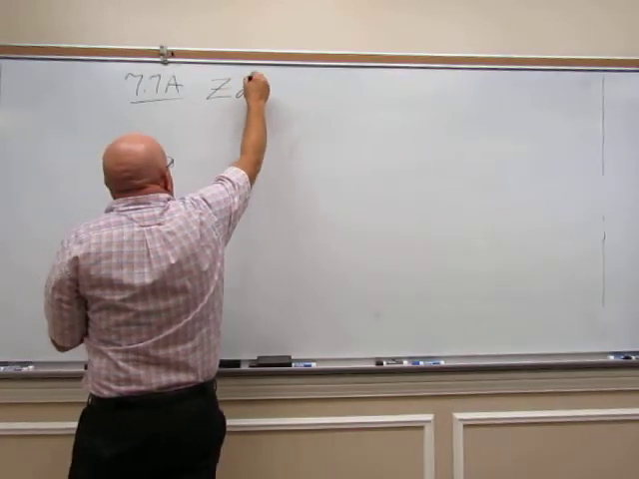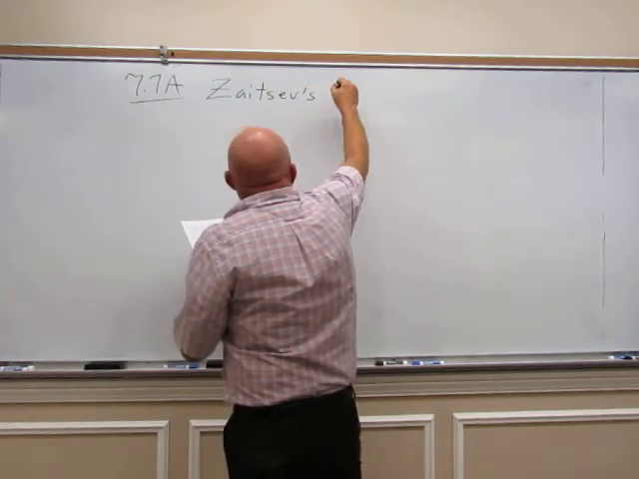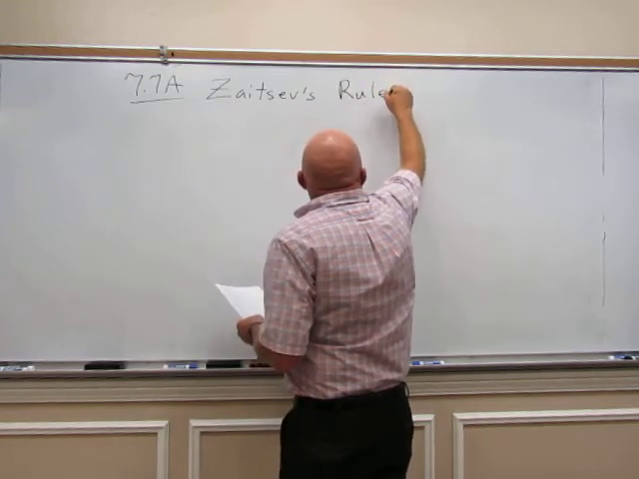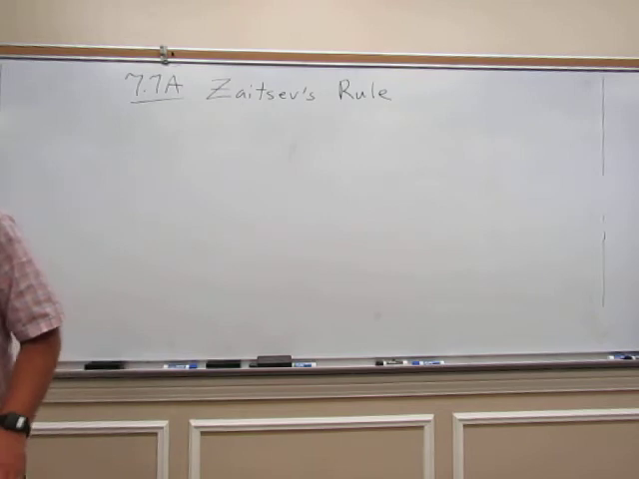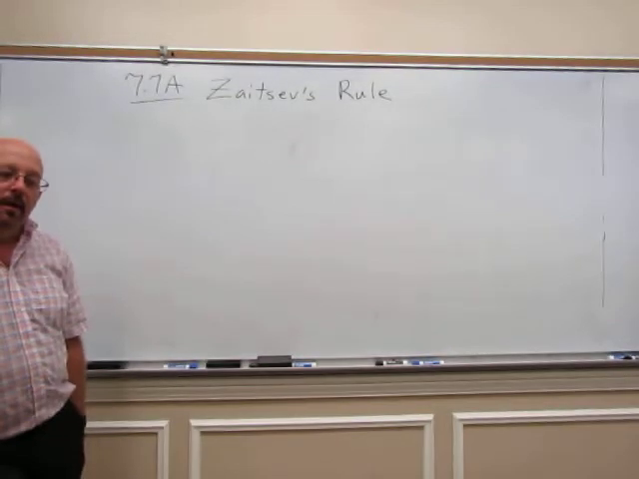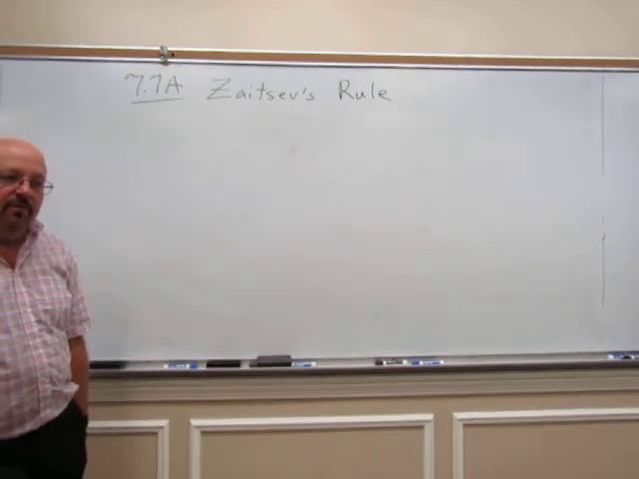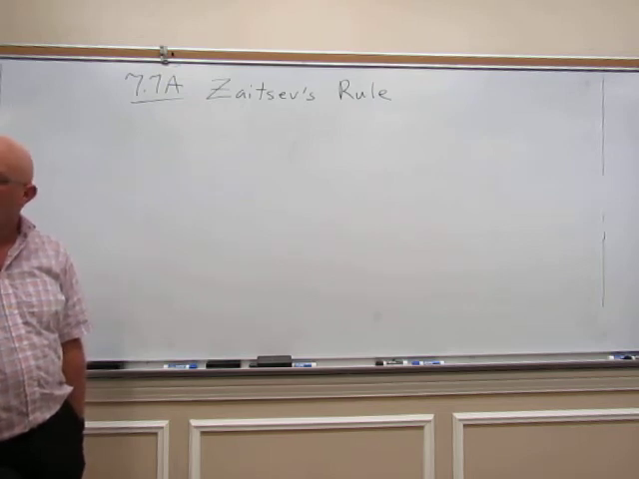We're next going to look at Zaitsev's Rule. And before I write it up, I don't think we need the rule. I hate rules. There's always exceptions to every rule and things like that. What there's never an exception to is we almost always want to form the more stable product. That's the driving force of things. You always want to make something that's more stable.